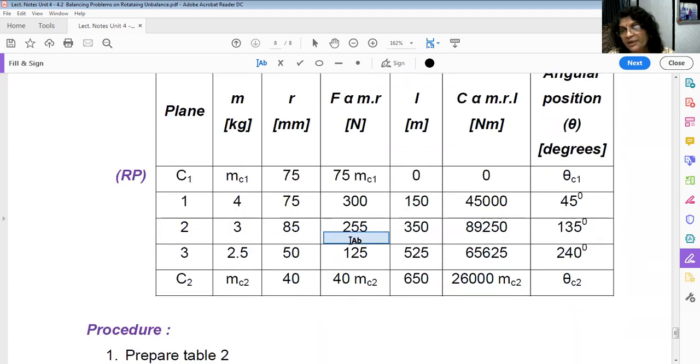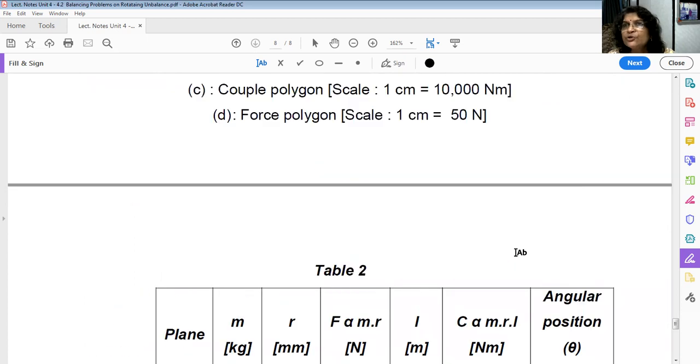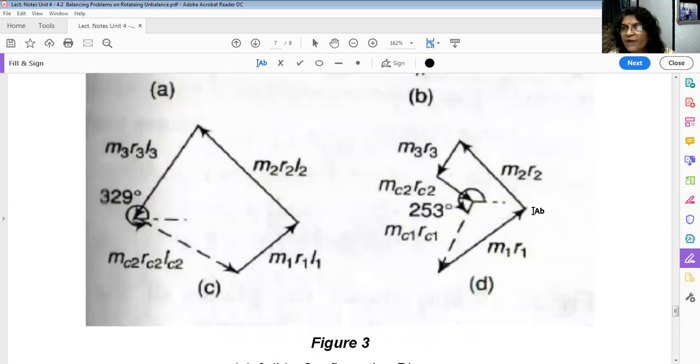Here 255. So 255 divided by 50 will give you approximately 1.5 centimeter. The angle is 135. So from this point number 1, you draw a vector at an angle of 135 degree, of length 255 Newton. That means around 1.25 centimeter. Now you are here. Okay, so this is O1, 1, 2.